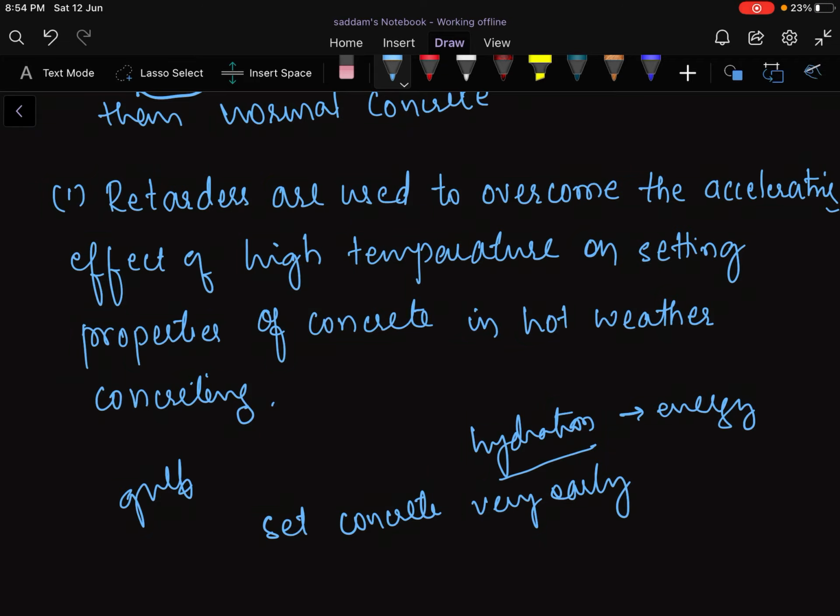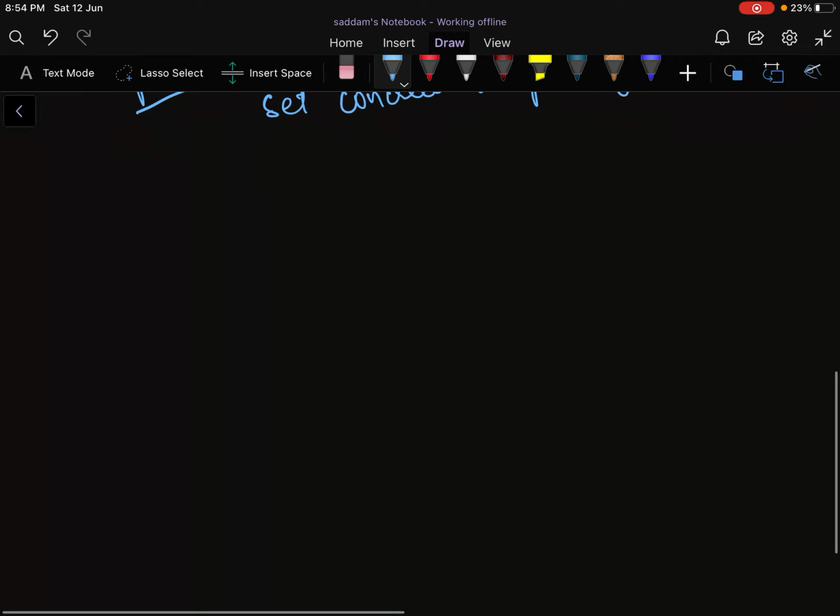Okay, so let me repeat that once again. In these regions where the temperature is high, we must use the retarder so that the setting time of concrete is extended further even in a very high temperature. Okay, so the purpose here is to not allow the concrete to set early because of the constraints of the temperature. Okay, this is the basic use of your retarder, especially in the Gulf countries, or in any other region where the temperature is very high, the retarders are brought into use. Okay.